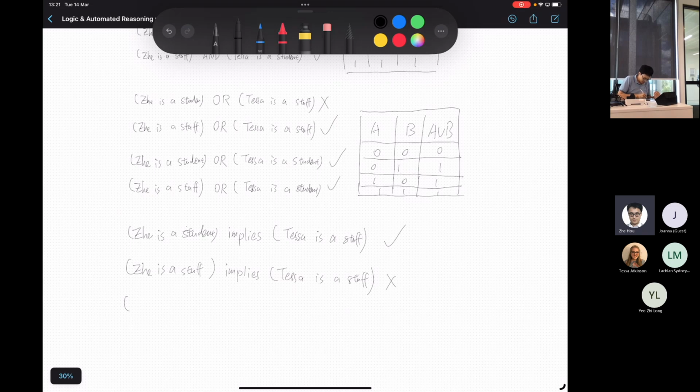What about the third case? Z is a student again implies Tessa is a student. So the left-hand side is false, the right-hand side is true. What do you get? True. Again, the rule we apply is: if the left-hand side is false, then the implication is true.